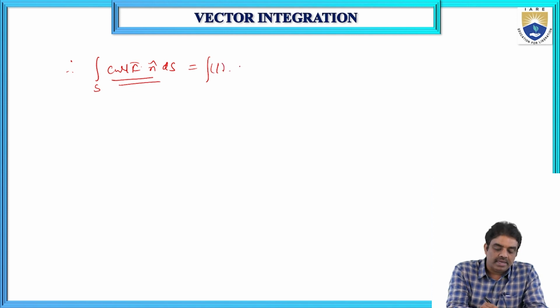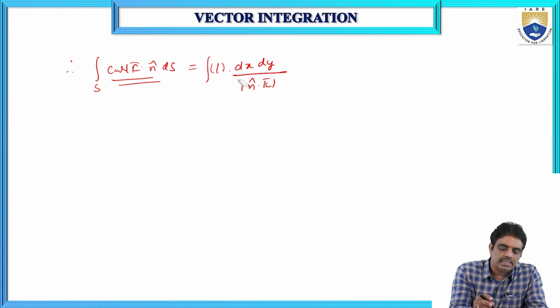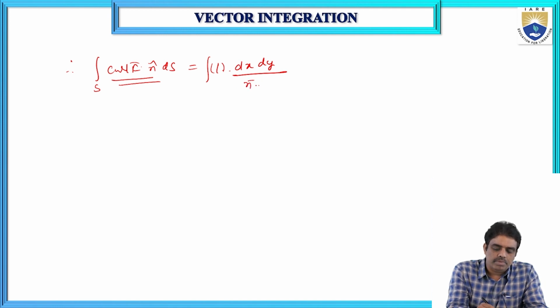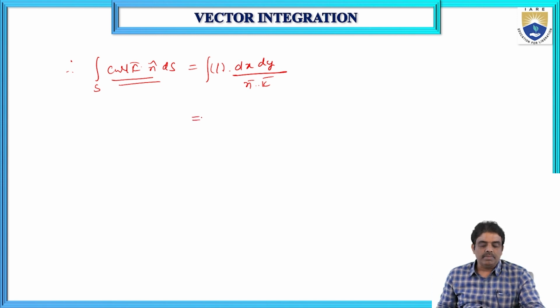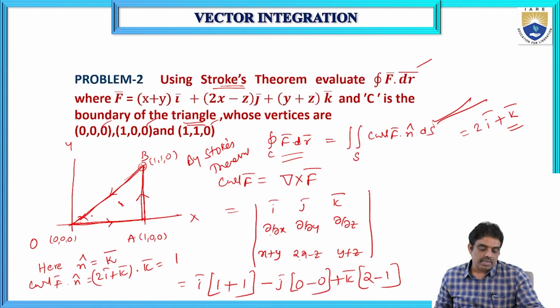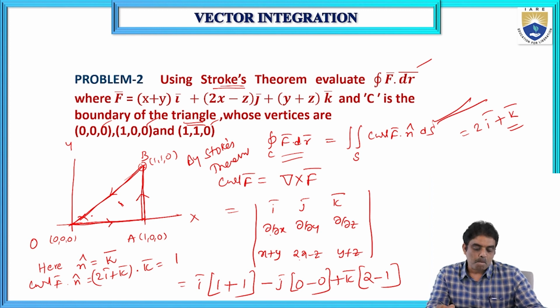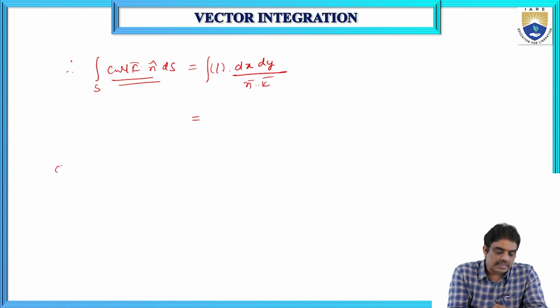Because it is defined in the xy plane, the projection will be dx into dy divided by the magnitude of n cap dot K bar. Or I can write the same thing as ds times n bar dot K bar. So ds is equal to dx into dy by n cap dot K bar, so ds into n bar dot K bar is equal to dx into dy.